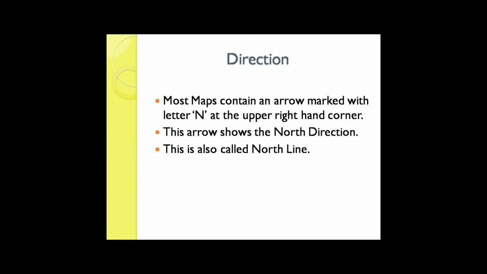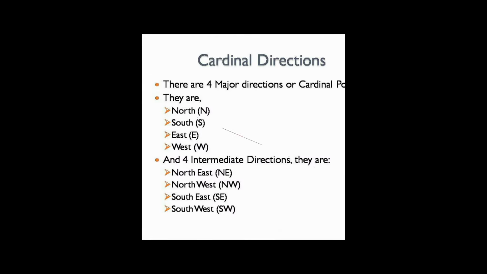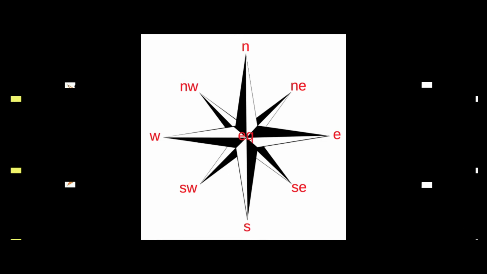Direction. Most maps contain an arrow marked with the letter N at the upper right hand corner. This arrow shows the north direction. This is also called north line. Cardinal directions. There are four major directions or cardinal points. They are north, south, east, west, and four intermediate directions. They are northeast, northwest, southeast, southwest.